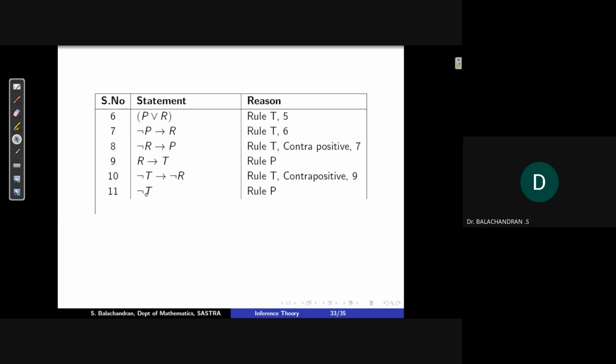Now negation T, comma negation T implies negation R, gives negation R. Next, negation R, comma negation R implies P, gives P. So we got the conclusion P. So this problem is a little bit tricky one.